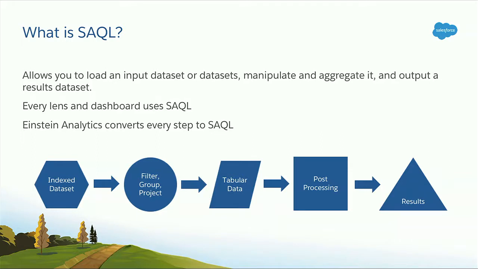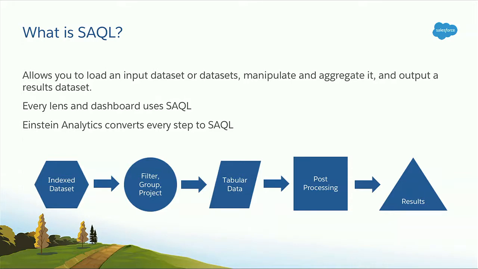You start with an indexed data set. This can be opportunities, accounts, or maybe something custom that you've pulled in from an external data source. You then filter, group it, and project it. So you may just want to know what last month is or last year or a certain stage. You can use that filter, and then you group it. Let's say I want to know it by account ID, and then you project it. That first stream is called a projection.